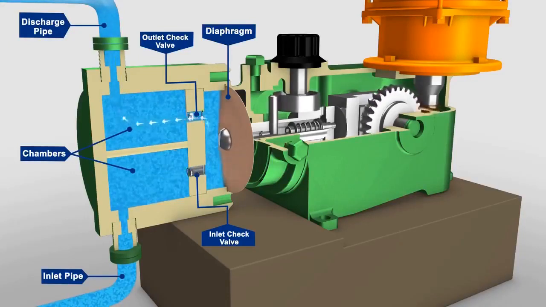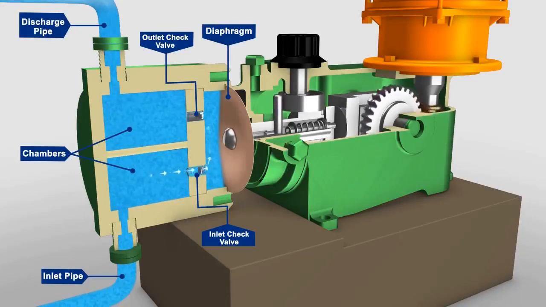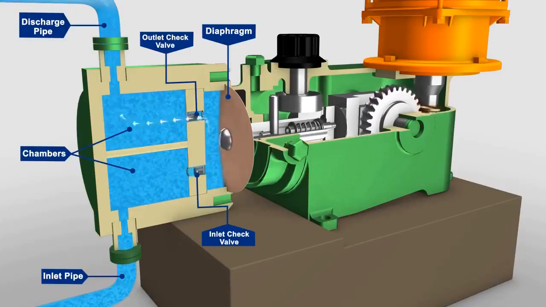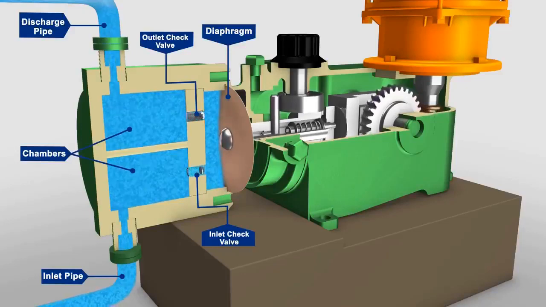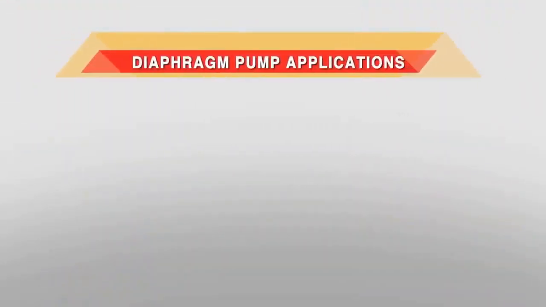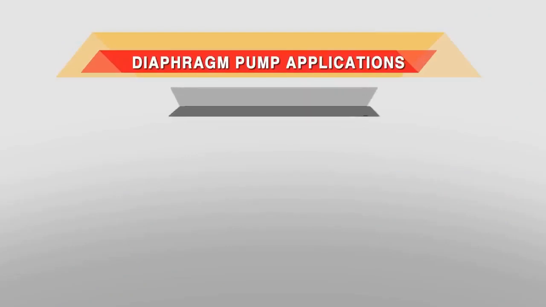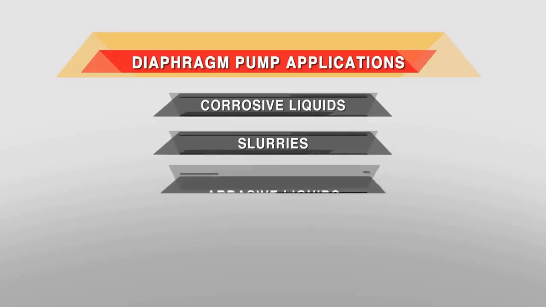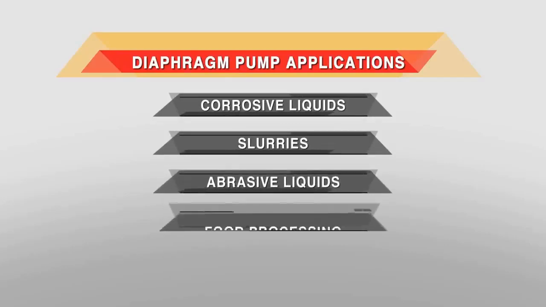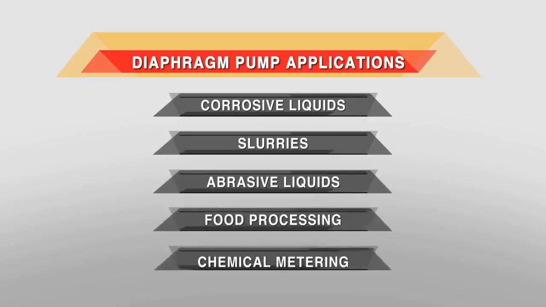This continual shifting of air from one chamber to another forces liquid out of one chamber and into the discharge piping while the other chamber is being filled with liquid. Diaphragm pumps are suitable for applications like corrosive liquids, slurries, abrasive liquids, food processing, chemical metering.